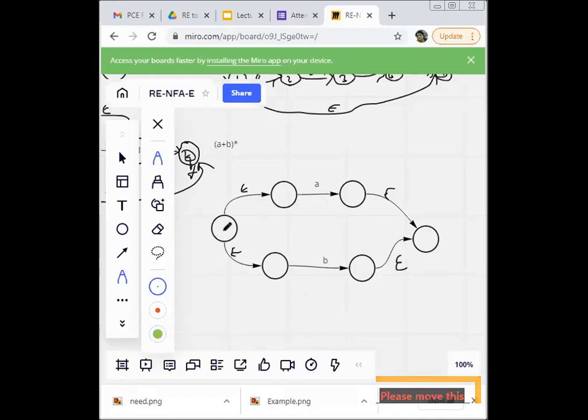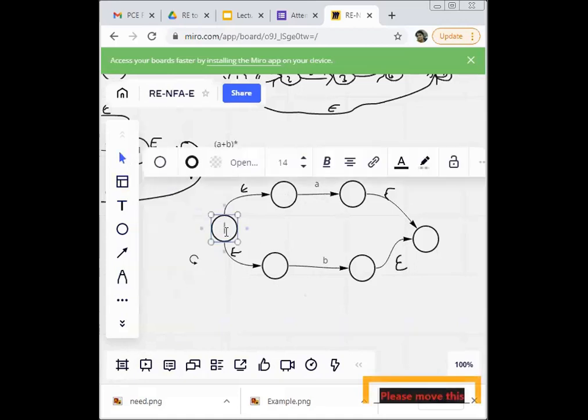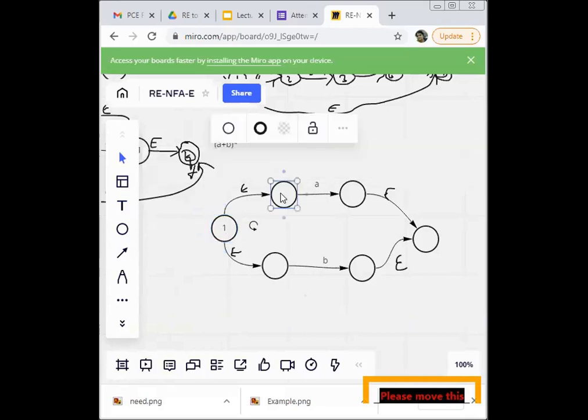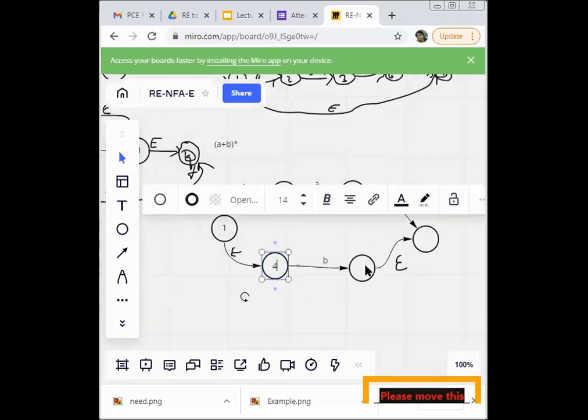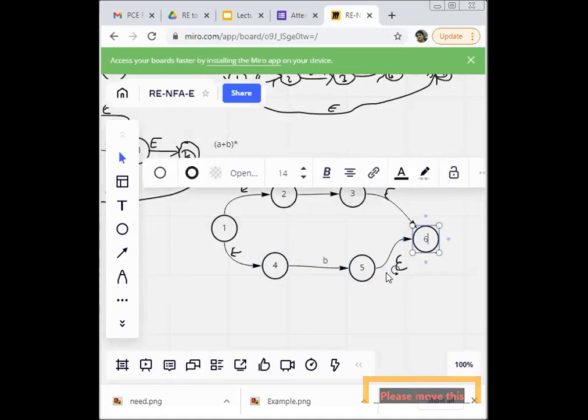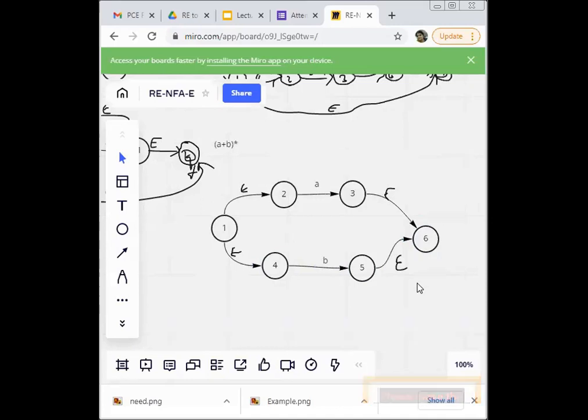Now what has to be done? I'll name it as 1, 2, 3, 4, 5, 6. Okay, students, now tell me what changes I have to make in this to make it A or B whole star. What are the transitions or the arrows I should connect to make it A or B whole star? Quickly put it in the chat.